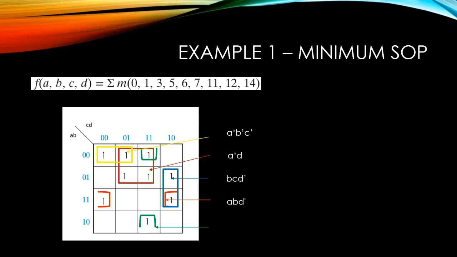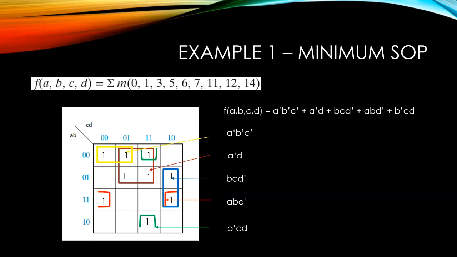And for the green, so B didn't change, it's still 0. And within the column, CD didn't change, still 1, 1. So therefore, 0, 1, 1. So B naught, CD. And just OR all these product terms to get the minimum SOP. So this is our final answer.